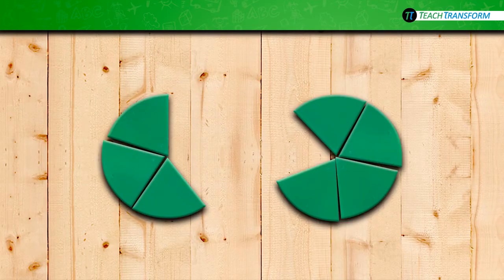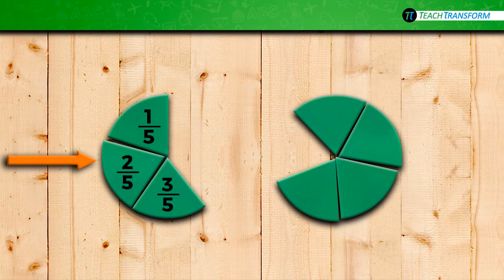Now let's count the fifths on your manipulatives. Use your finger and point at your 3/5. For 3/5, you should have 3 of the fifths pieces. It takes 2 more of the fifths to complete the circle. Let's count them out loud together. 1/5, 2/5, and 3/5.